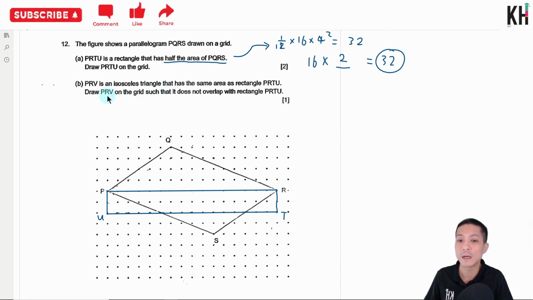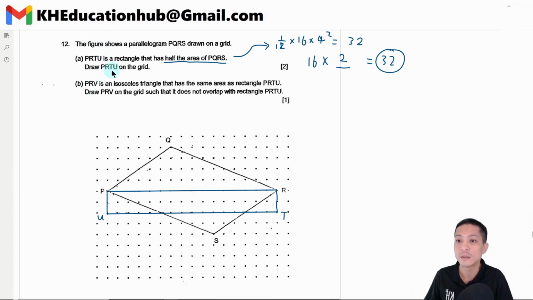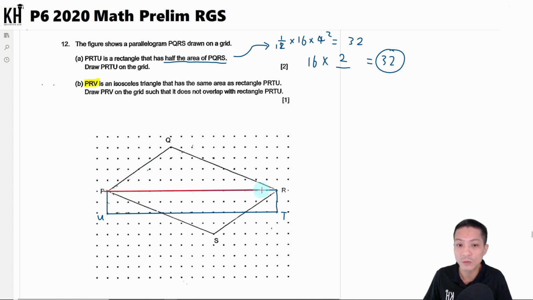Okay, draw PRV on the grid such that it does not overlap with the rectangle PRTU. Since the triangle is PRV, that means I need to use PR. So I'm going to draw a line from P to R first. I'm going to use the red line to represent it.